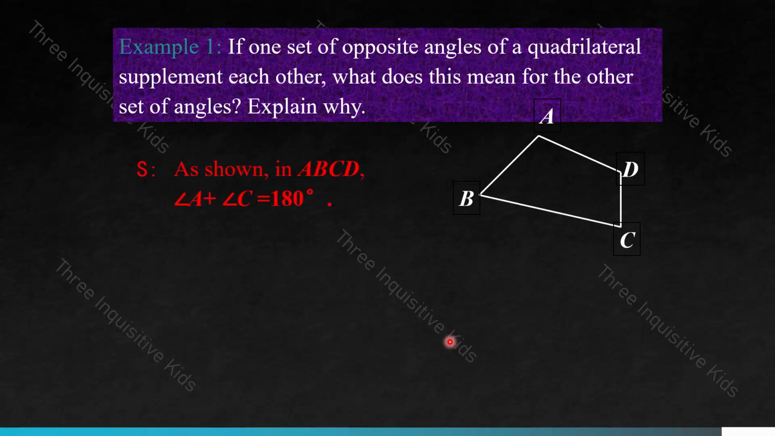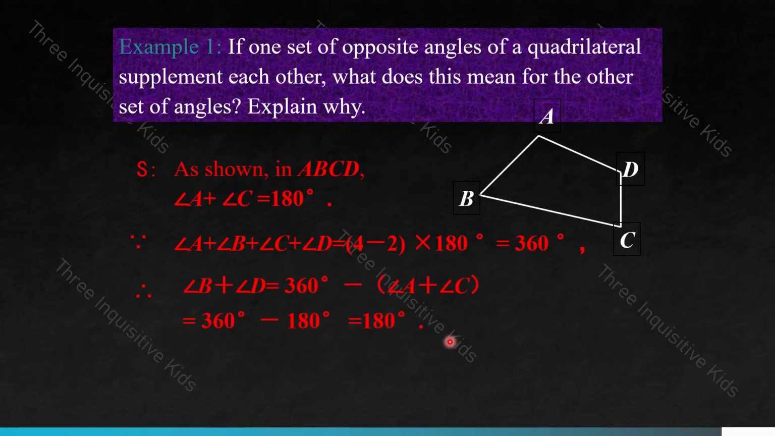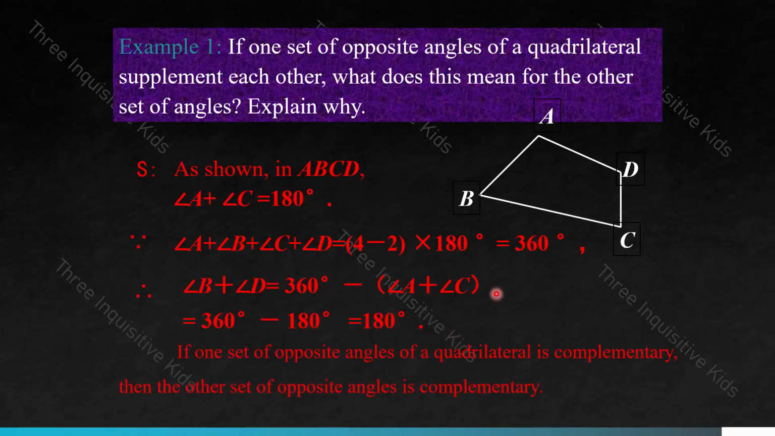As shown in ABCD, the sum of angles A and C is 180 degrees. Because angle A plus angle B plus angle C plus angle D is equal to 360 degrees, we know that angle B plus angle D is 360 degrees minus angles A and C, which is 180 degrees. So if one set of opposite angles of a quadrilateral is supplementary, then the other set of opposite angles is supplementary as well.